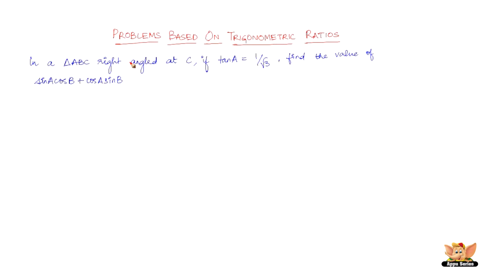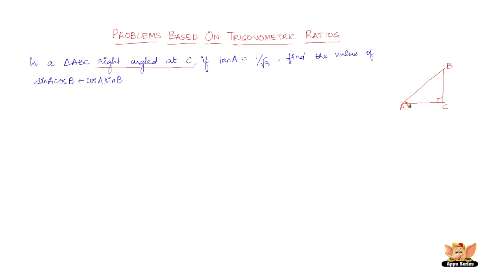Let's try this. First point to be noted here is right angled at C. So let's draw a right angle triangle, which is right angled at C, like this. And complete this by joining these 2 points. Now, tan A is 1 by root 3. So let's keep this as A and let's take this as B. So the triangle ACB or ABC, however it is.